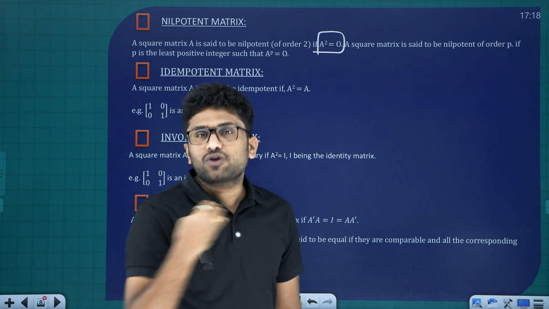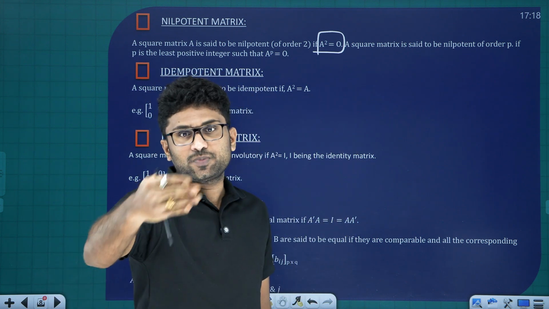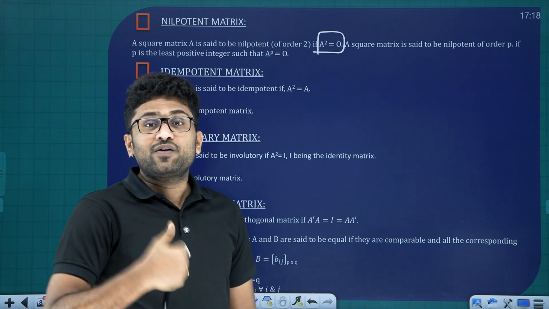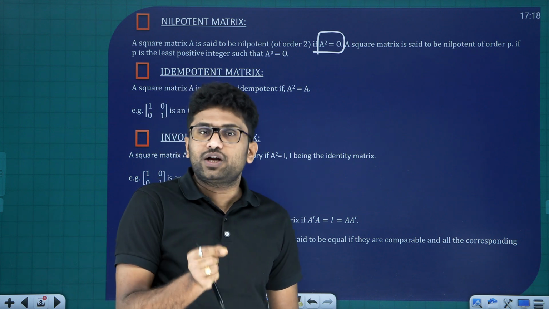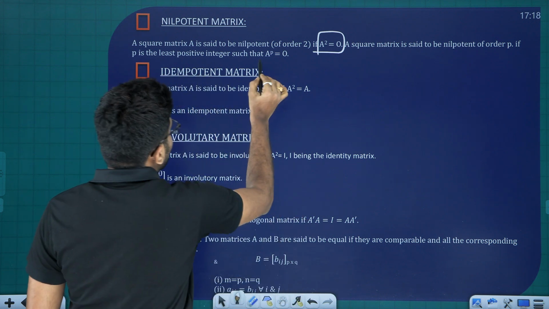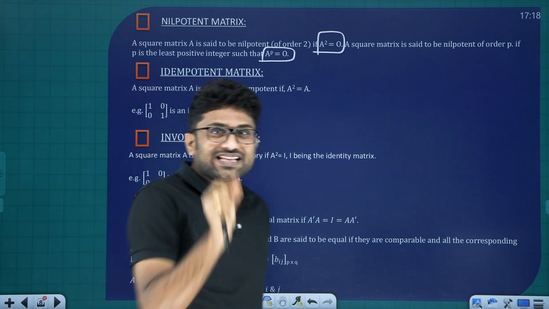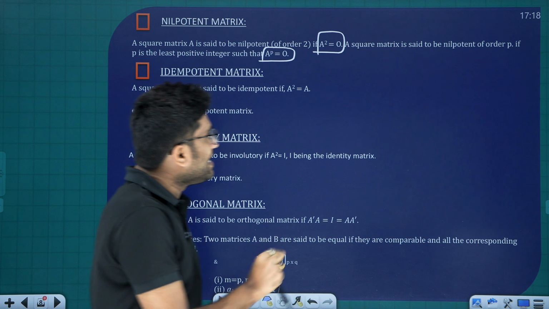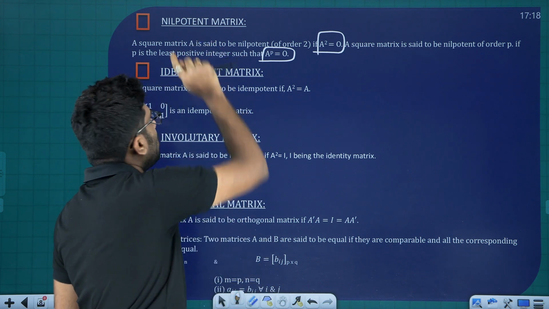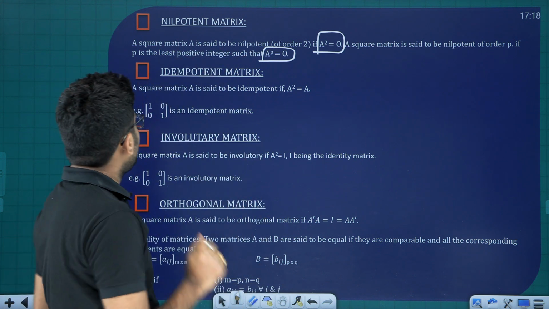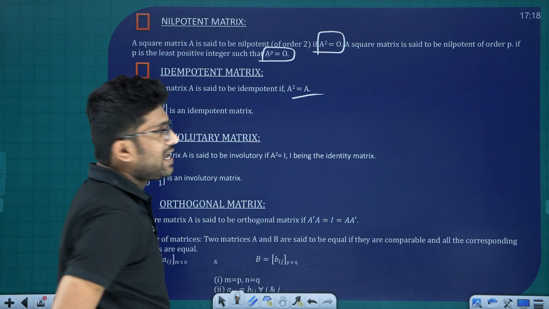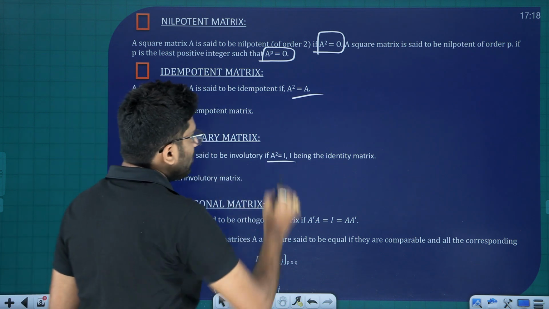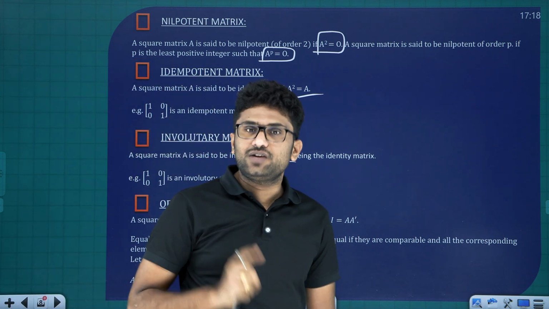Now if A square is not 0, then we check higher powers. If A cube is 0, then A is said to be nilpotent of order 3. If A power 4 is 0, A is nilpotent of order 4, and so on. That is, if A power P is equal to 0, the least integral value of P is called the order of the nilpotency. Clear? Next, idempotent. A square matrix A is said to be idempotent if A square is equal to A. Next, involutory. If A square is equal to I, then such a matrix is called an involutory matrix.